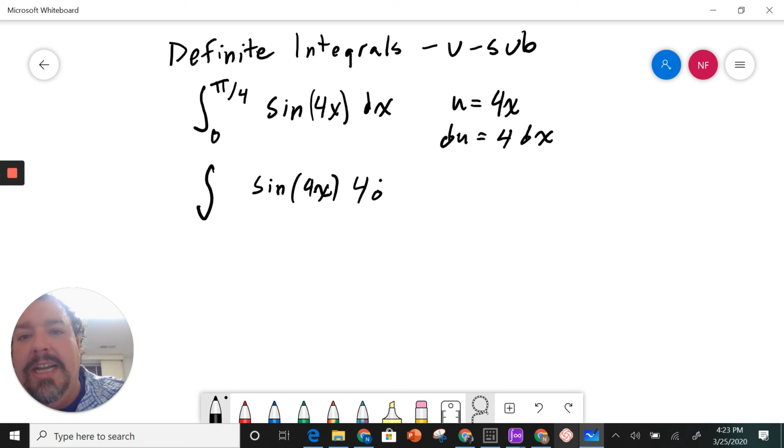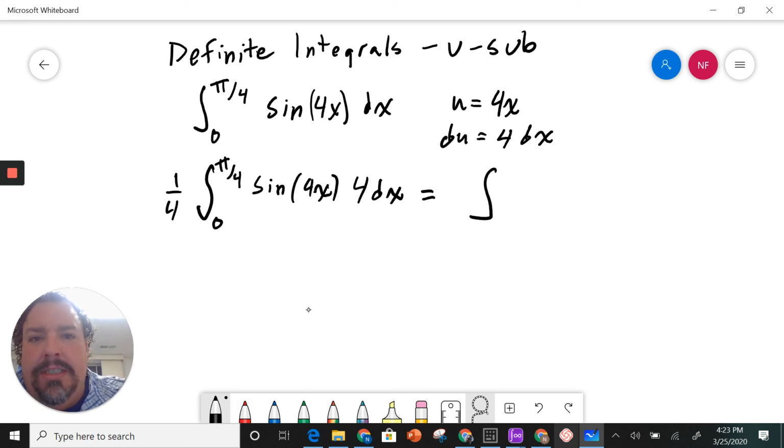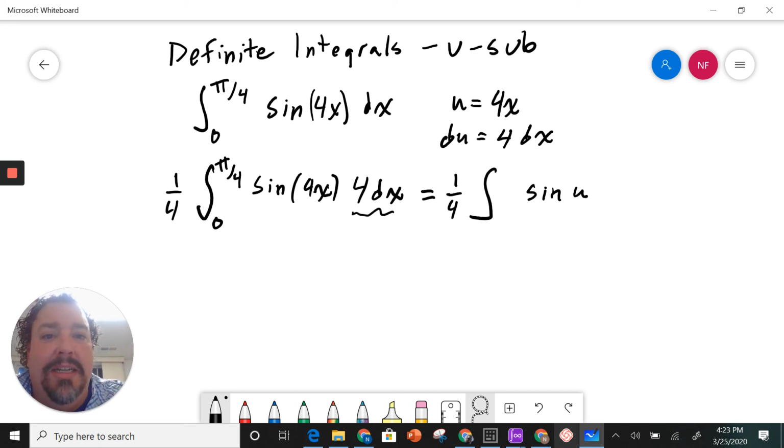We need to have a 4 dx here. And to get a 4 here, that means we've got to multiply by 1/4 on the outside to keep it all the same. So I'm not changing anything. I'm just rewriting it so I can do my u-substitution. And now let's plug everything in. This 1/4 is not going to change. That's our constant. Then we've got sine of 4x. Well, 4x is u, so we've got sine of u. And this 4 dx here is going to become du. So we've got a du here.